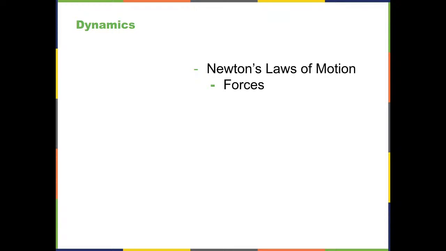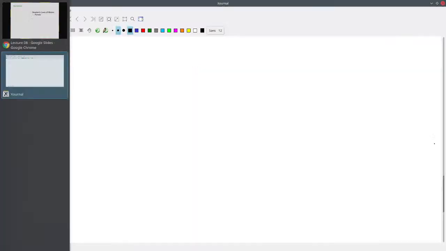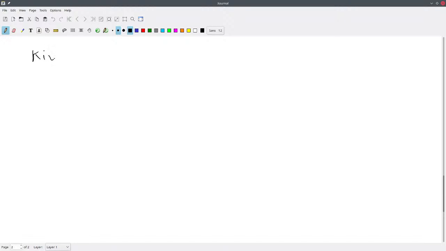Now, in the next chapter, we're going to be talking about dynamics. So, from kinematics, we're going to dynamics. And dynamics is the study of how forces cause motion.